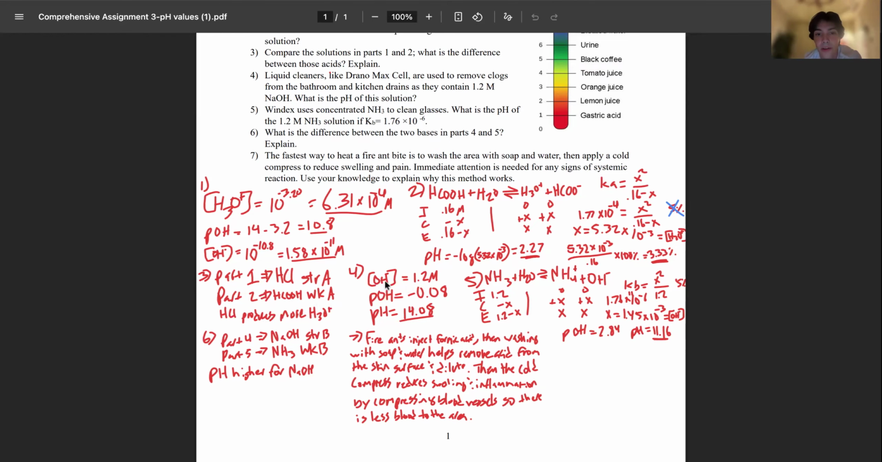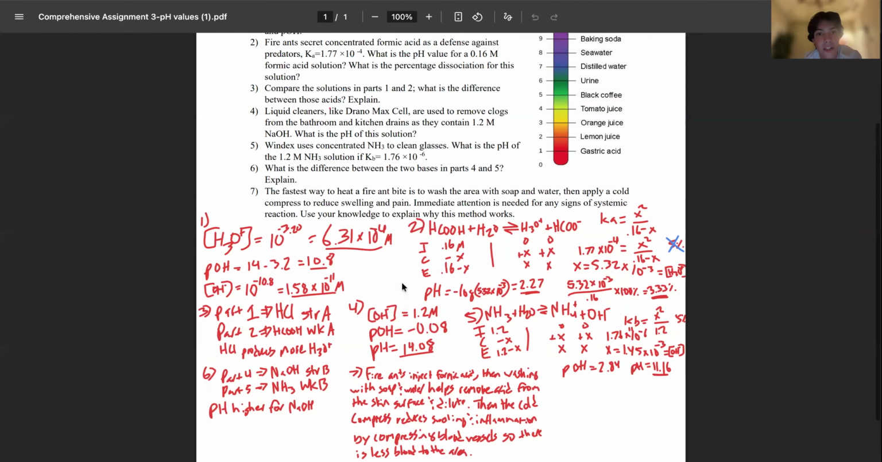For question 4, the concentration is given as 1.2 molality, and you can find the pOH using negative log of the concentration, which should give you negative 0.08. And then to find the pH, you just do 14 minus that, which should give you 14.08.